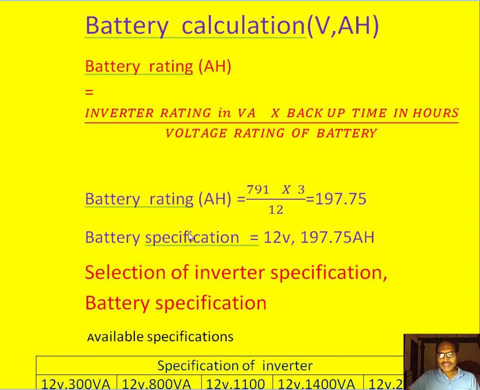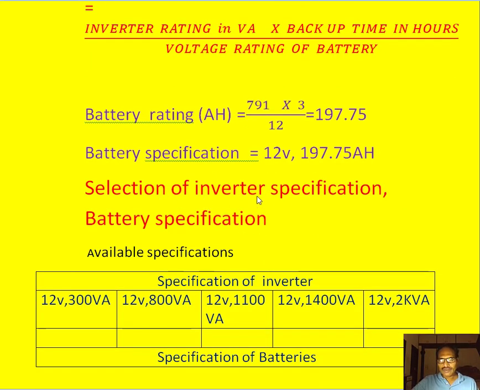Coming to the battery specification, as I told already, its specification is voltage and ampere hours. The ampere hour rating we just calculated. So 12 volts is the voltage rating and the ampere rating is 197.75 ampere hours. This is as per our calculations. We have to see whether this range is available in the market or not. If it is not available, we have to go to the next figure.